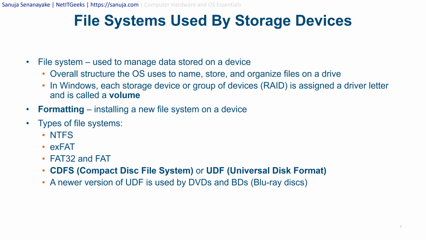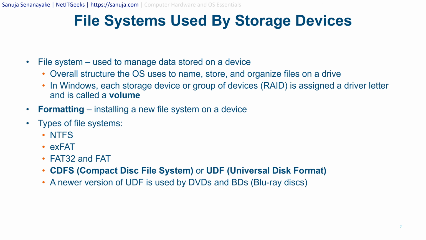File systems used by storage devices. A file system is used to manage data stored on a device. The overall structure the operating system uses to name, store, and organize files on a drive can be the best definition for a file system. So if somebody asks you what a file system is, it is used to manage data stored on a device, and the best way to explain it is the overall structure in which the operating system names, stores, and organizes files on a drive.